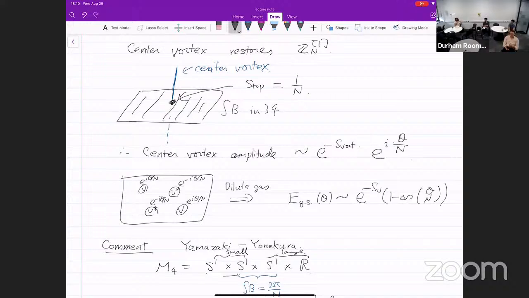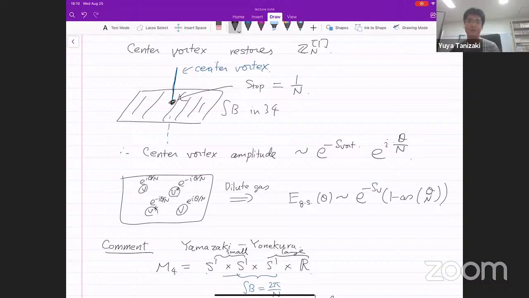Yes. And a similar thing happens on, for example, R3 cross S1 with non-trivial holonomy background. There, if the size of the instanton is larger than the compactified S1, then it splits into N monopole instantons. So I'm expecting that something similar is also happening here.